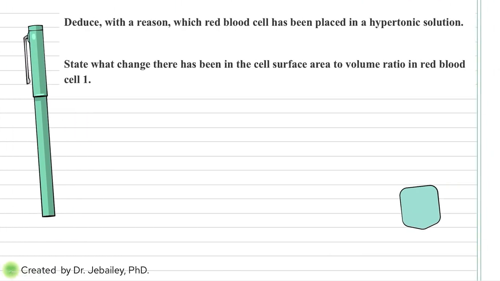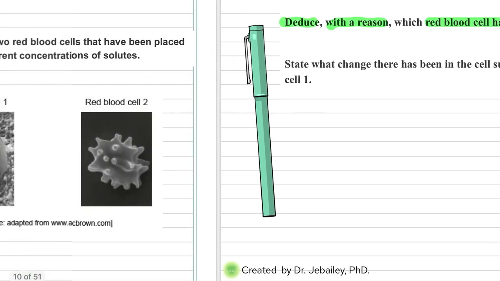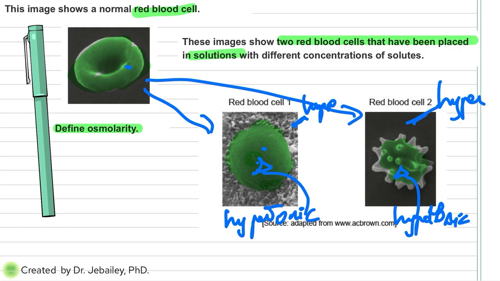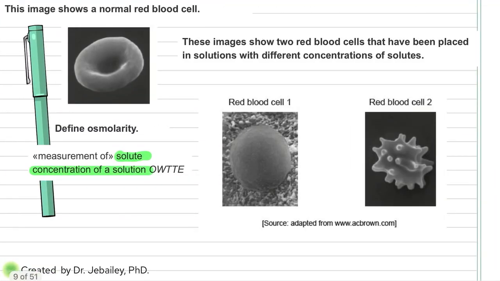So deduce, and now with reason, that means taking the answer, but you have to explain why you take that answer. Which red blood cell has been placed in a hypertonic solution? So we can go back here, and if you remember from my reading, which one was placed in a hypertonic solution? Definitely red blood cell 2. Why? Because in cell 2, if outside has a lot more salt, what's going to happen to the water? The water is going to leave, and if the water leaves, the cell will shrink. So for sure, it's cell 2.